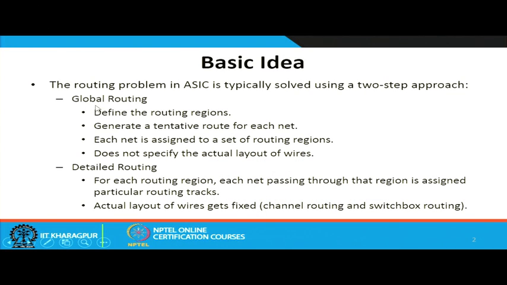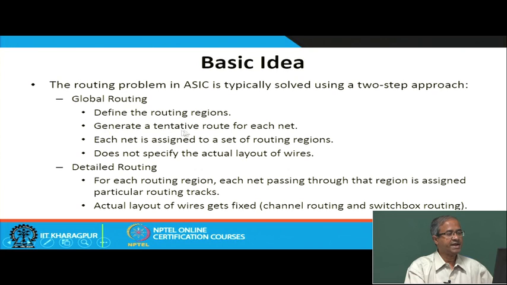Let us see the basic objectives of these two. Global routing is a step where you define something called routing regions. We shall be looking at this, and we generate a tentative route for each net. We do not tell you the exact route to follow.